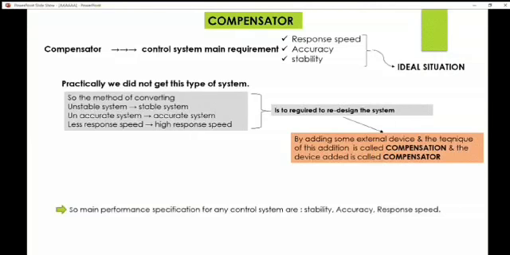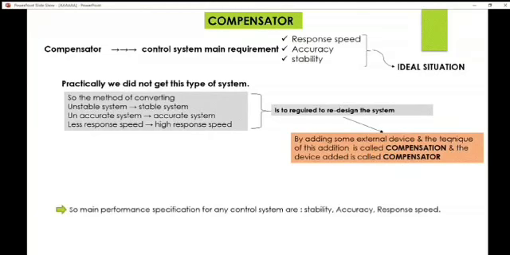So the method of converting an unstable system to a stable one, inaccurate to accurate, and low response speed to high response speed is to redesign the system. Like if we have an unstable system, we have to change it to stable, an inaccurate system to accurate, and a low response speed system to a high response speed system. So we have to redesign the system. And how could we redesign?